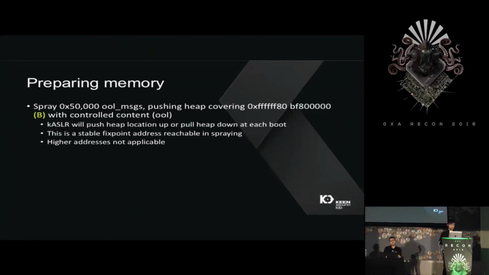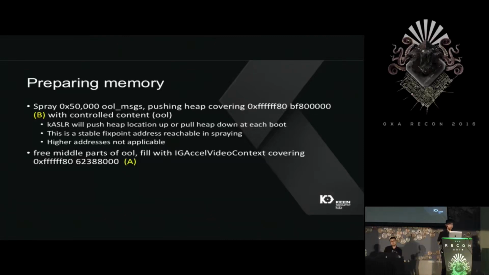Why do we choose this address? Why don't we choose an address starting with CF, with C, or starting with 3 or starting with 4? Because KASLR will push the heap location up or push the heap location down at each boot, and it's determined by a key slide. But in our observation, this address BF80 is a stable fixed point address, reachable in spray, and some higher addresses, like addresses starting with C, are not applicable because they are too high.